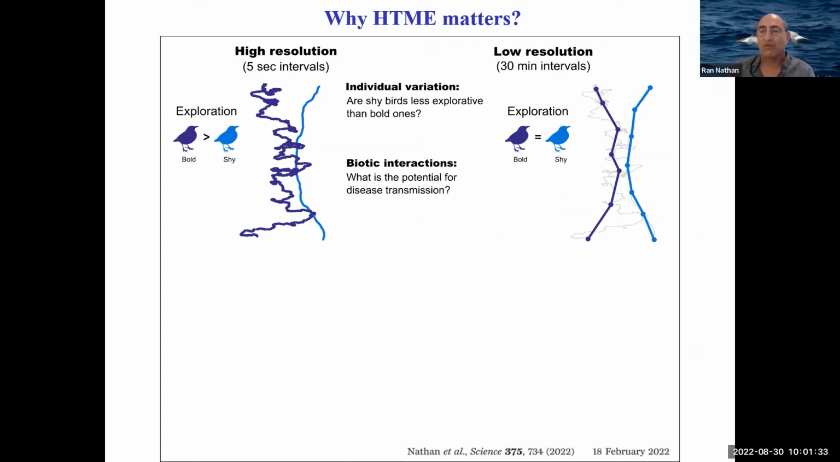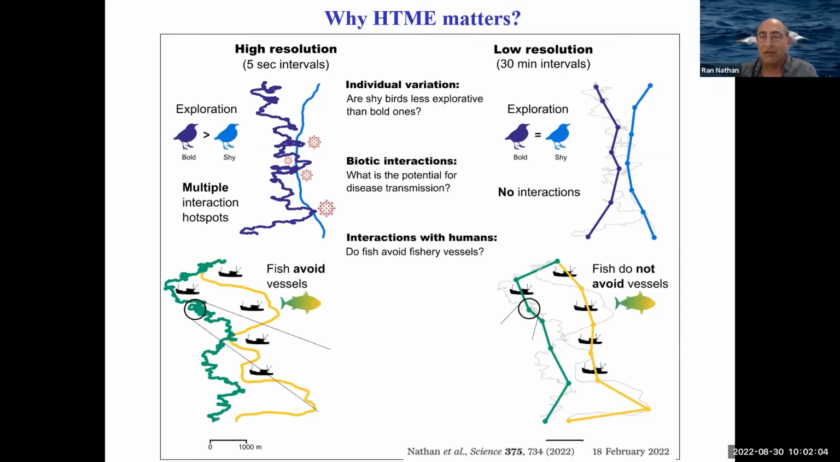Another big group of questions is on biotic interactions between individuals of the same group, the same species, and other species. For example, what is the potential for disease transmission in this example? There is high potential if you look at the high-resolution data. There is no potential if you look at the subsampled data. Different conclusions based on the same data set, but with different resolutions. Another group of questions is on interactions with humans and the environment. And again, this hypothetical example shows that fish avoid vessels, whereas with the subsampled data, you get the opposite conclusion.